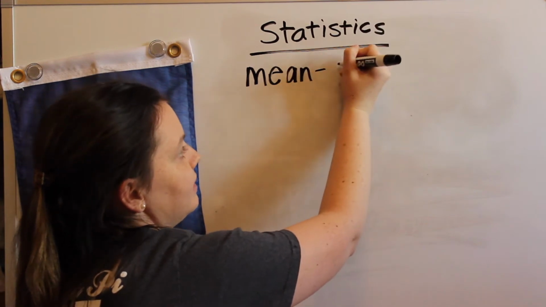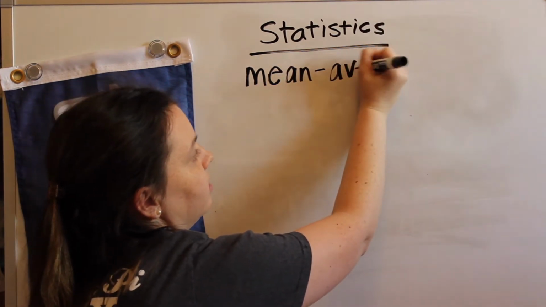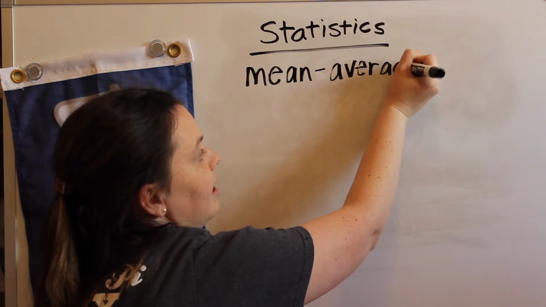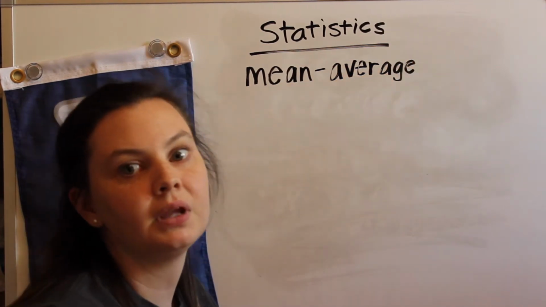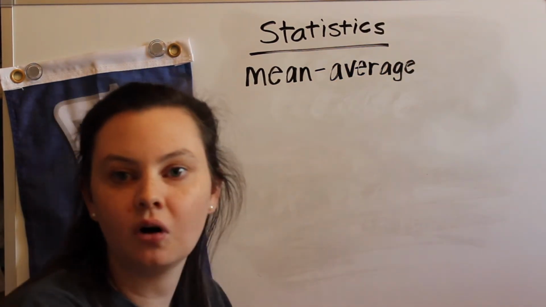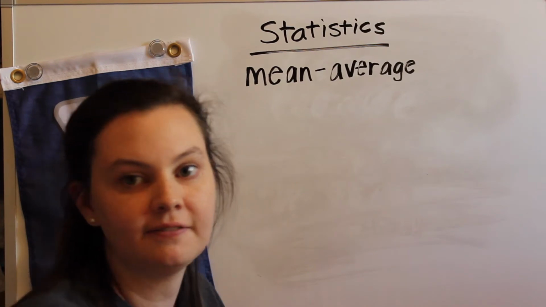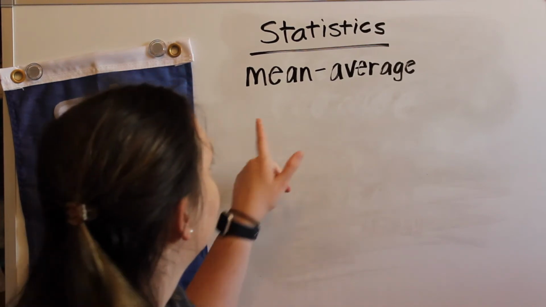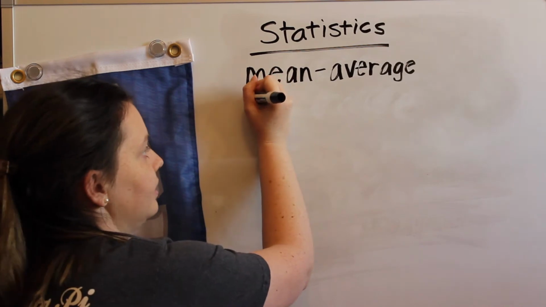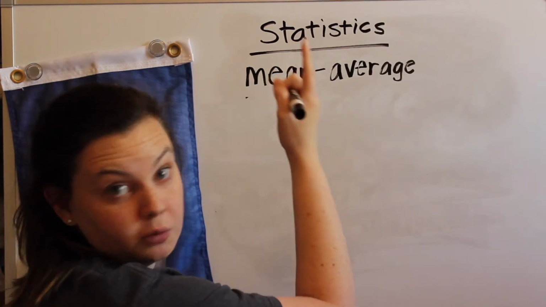So the first word that you need to know about is your mean. And this just means your average. It is the most, I won't say difficult, but your most time-consuming number to find because it has the most steps. So it is a mean number because it makes you do more work.